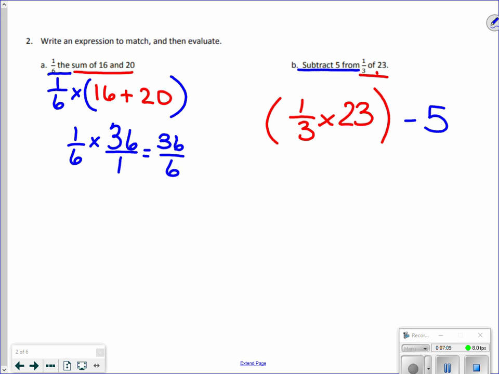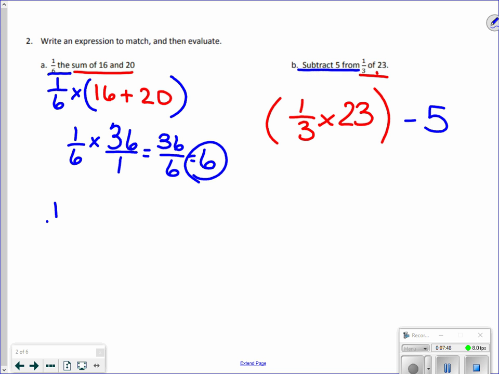Do not leave improper fractions as your answer. You have to divide that. 36 divided by 6 is 6. Either way, no matter what, you end up with 6 as your answer. You can have improper fractions in your work, but you cannot leave one as your answer. If you do, I'm marking it wrong. You cannot say 36 over 6, I'm done. No, you're not. This late in the game, you should not be leaving improper fractions as your answer.